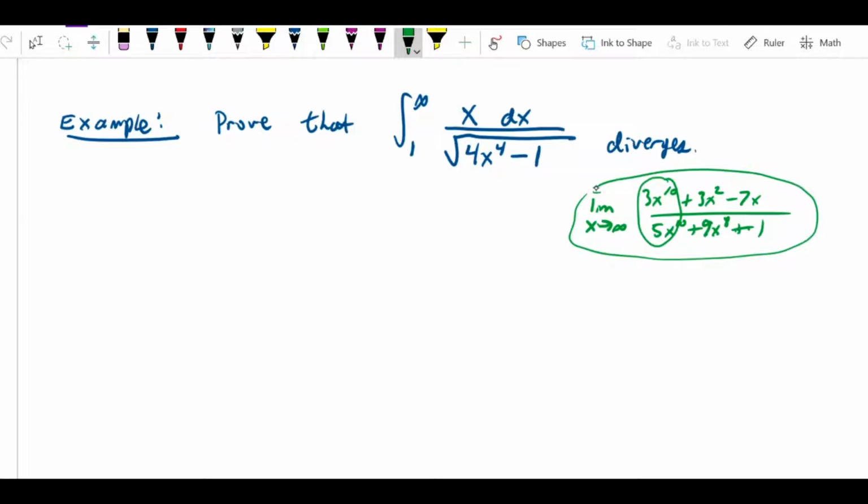So the idea is that if you look at what's going on in the integrand, the essence of it is kind of given by this. We sort of have this intuition that the function we're looking for is going to be x over the square root of 4x to the fourth. That's going to come out to x over 2x squared, which is just going to be 1 over 2x.